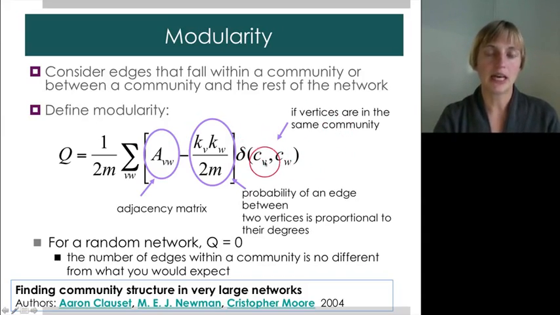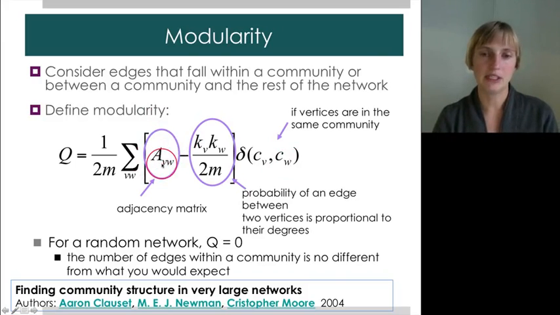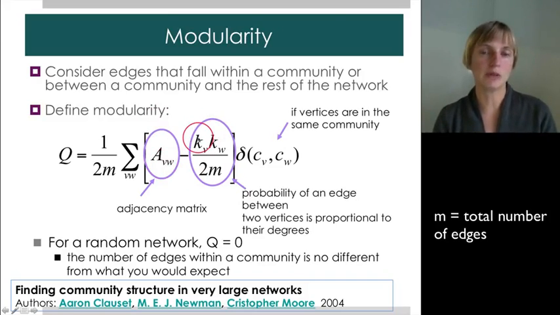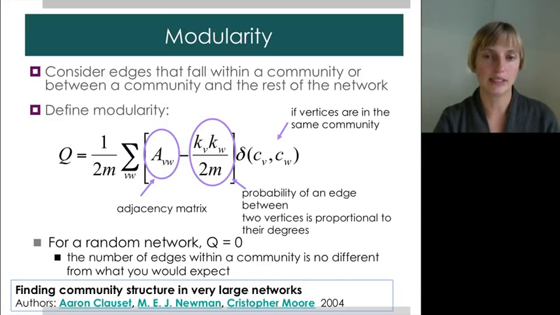So the question is, if V and W are in the same community, how many edges do we observe between such nodes in the same community? So we're just going to sum over the adjacency matrix, and then we're going to subtract how many edges we would expect at random, because V and W have degrees, so k sub V is the degree of V, and k sub W is the degree of W. And so just by chance, these two may have linked to each other.